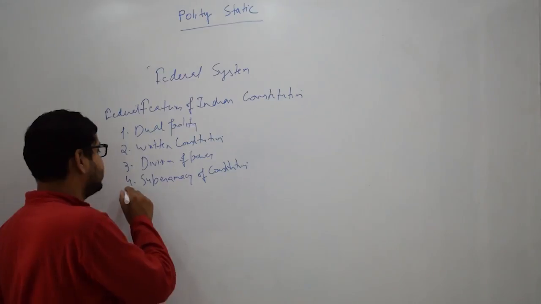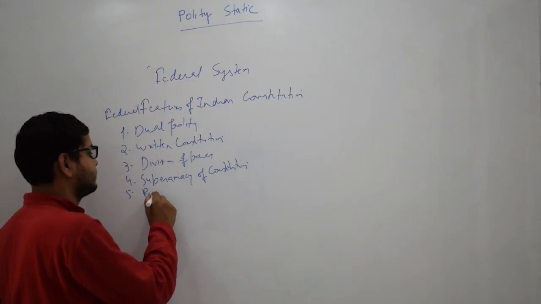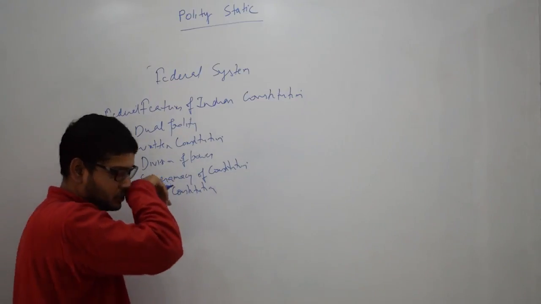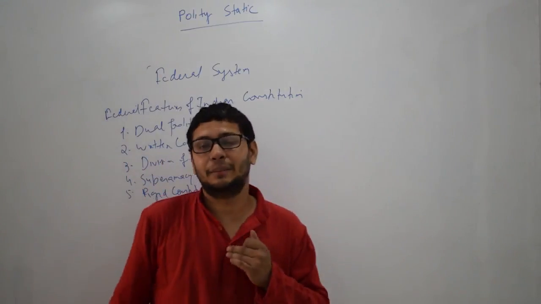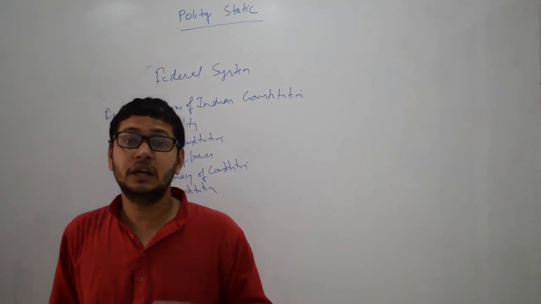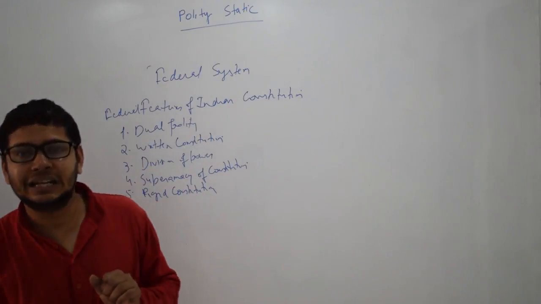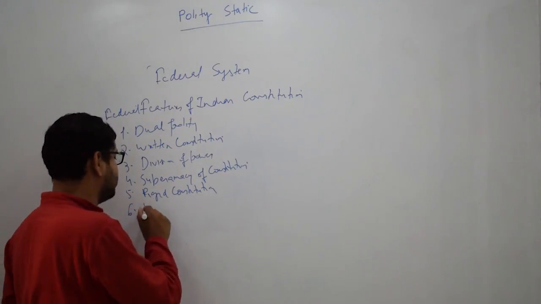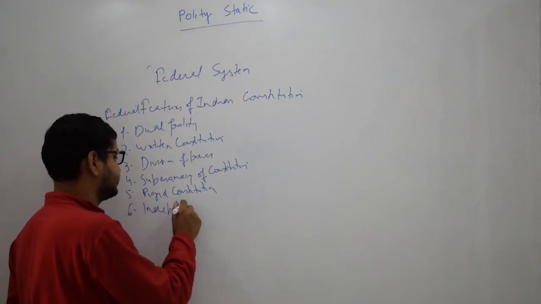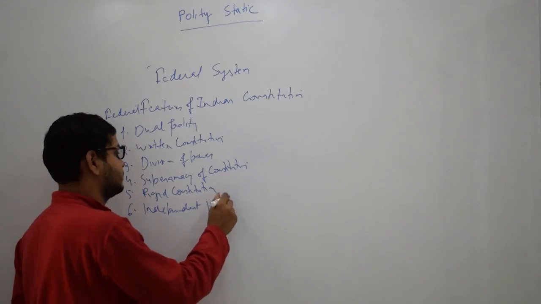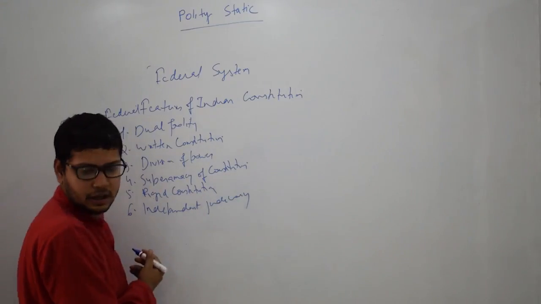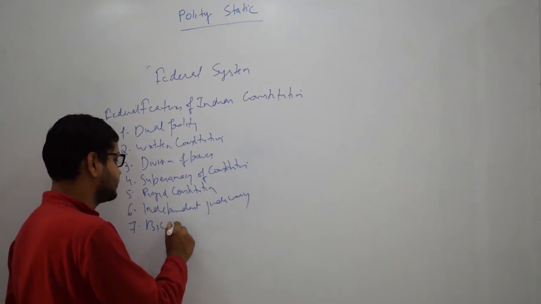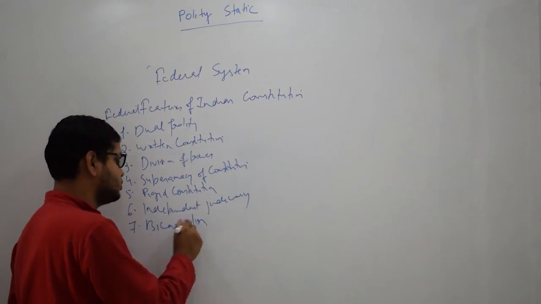Fifth is rigid constitution in some sense. So all the federal features of the constitution can only be amended using 2/3 majority with half of the consent of the states required. Sixth is independent judiciary. And seventh is bicameralism, which means that we have two houses.